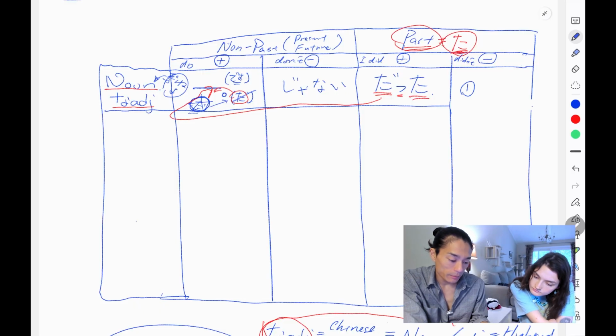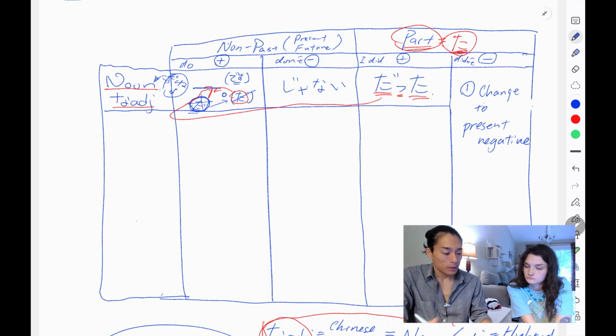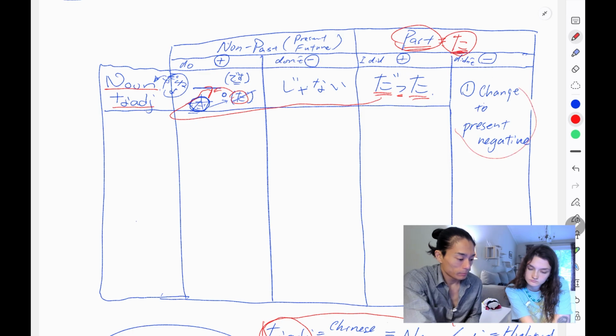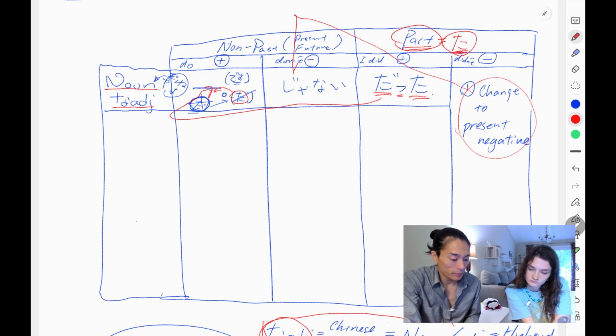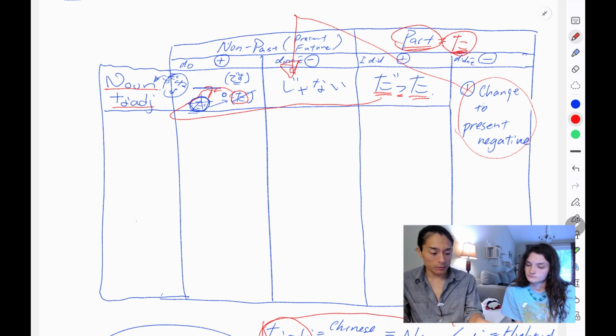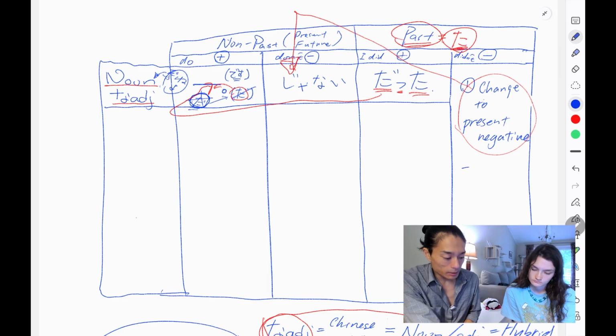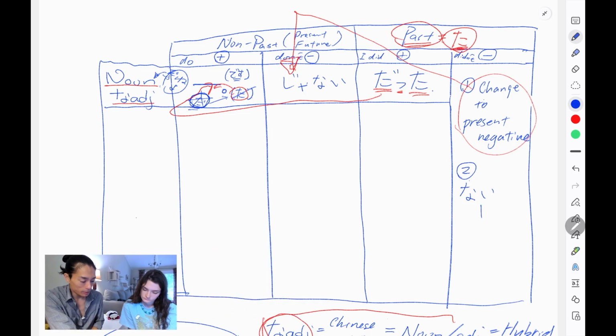There are 2 steps though. First step, first change to present negative. Meaning present negative here, right? So whatever you want to say, first change to the present negative. Janai. For now, right? After that, step 2. Change nai to nakatta.